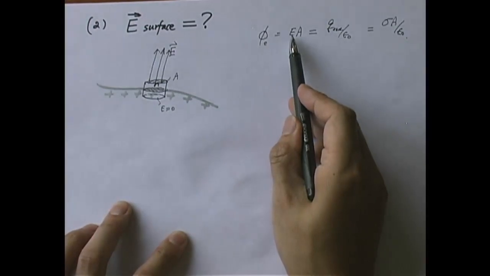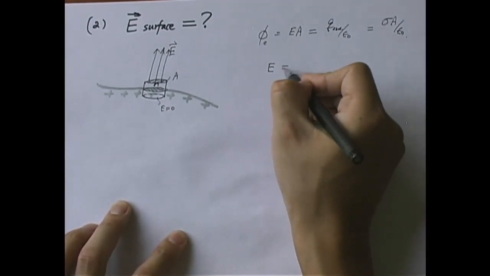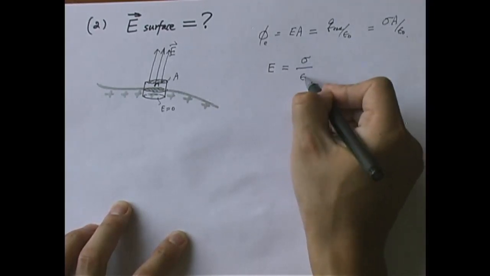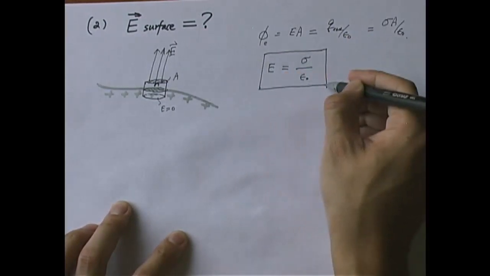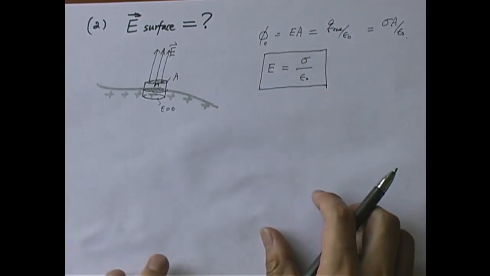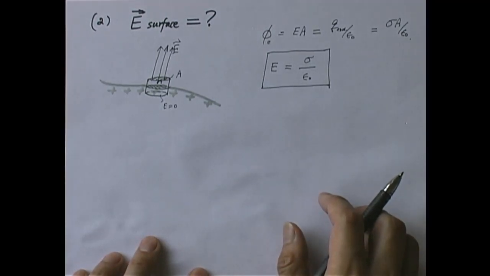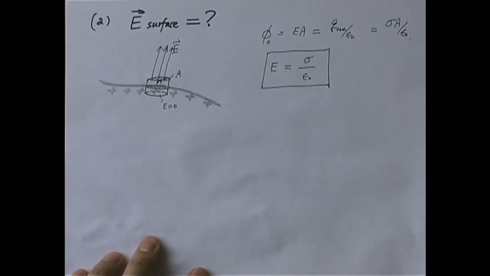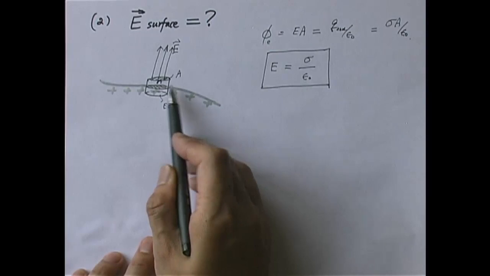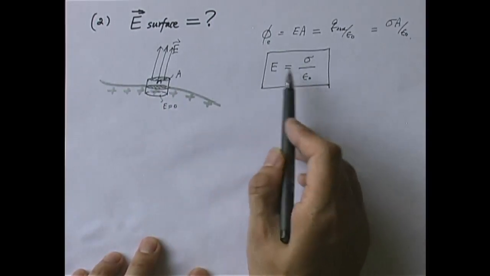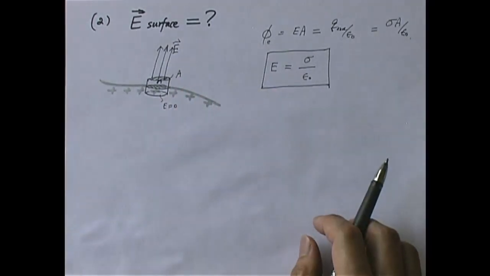You can then easily solve for the electric field. A and A cancel, you get E equals sigma over epsilon naught. You see how simple that is? I have obtained the electric field right outside an ideal conductor, regardless of the shape and size of the conductor. The only thing you have to tell me is the local value of sigma. What is the surface charge density, sigma? You tell me that, you divide it by epsilon naught, you get the electric field. Here's the magnitude, the direction is perpendicular to the surface.